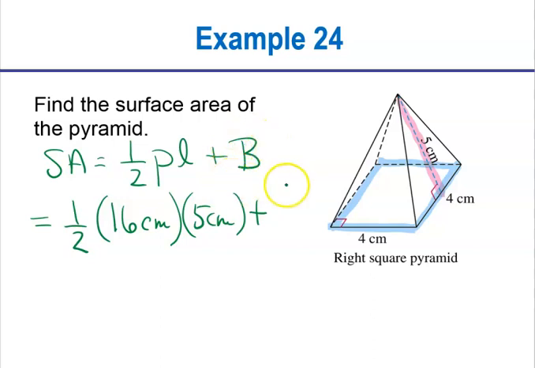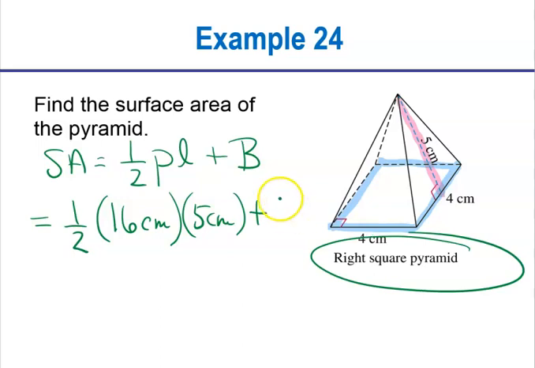Now, when you see B, that is the area of the base. What's our base? Well, it's a rectangle, right? It even says it, right square pyramid. You got to be very clear on what your base is. You don't want to assume anything. And the area of a square is just side times side. So this is going to be plus 4 squared. And remember, it's 4 centimeters squared because I'm trying to use units to really show you that we're dealing with area.